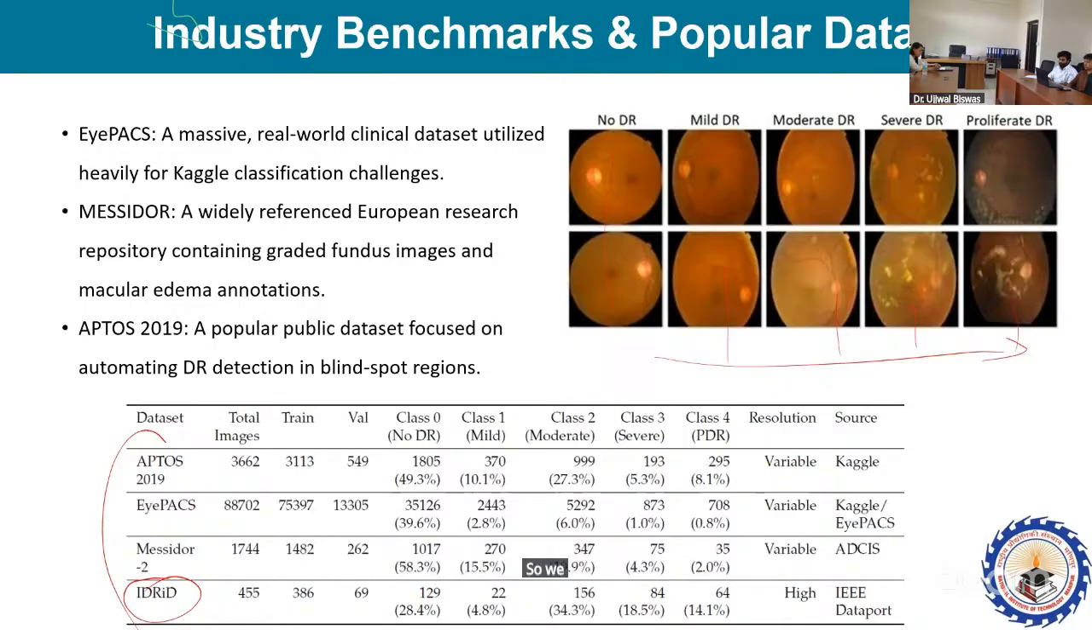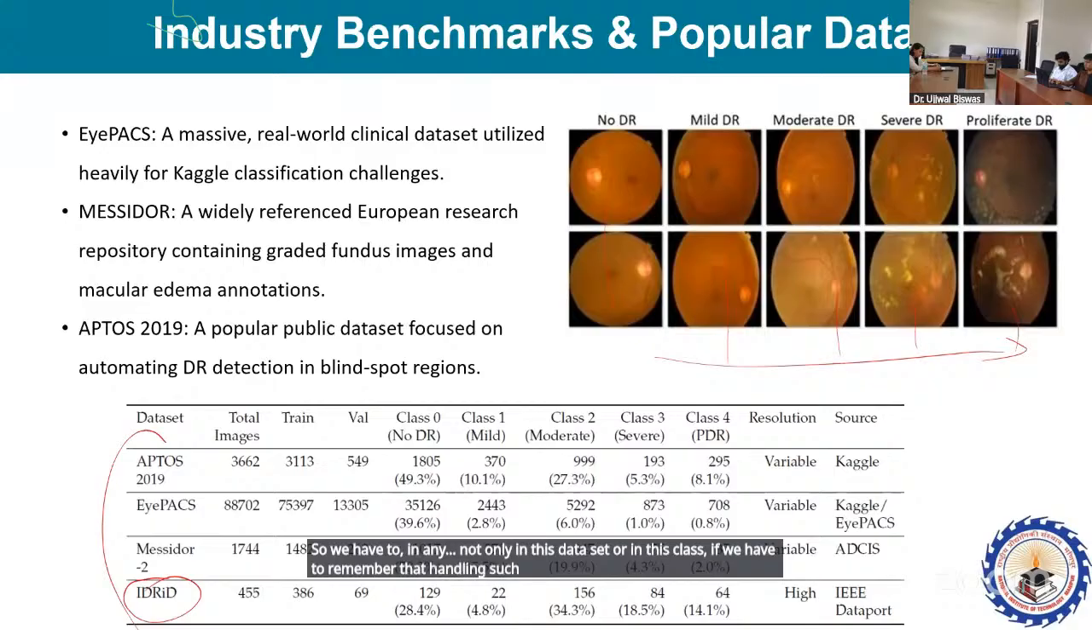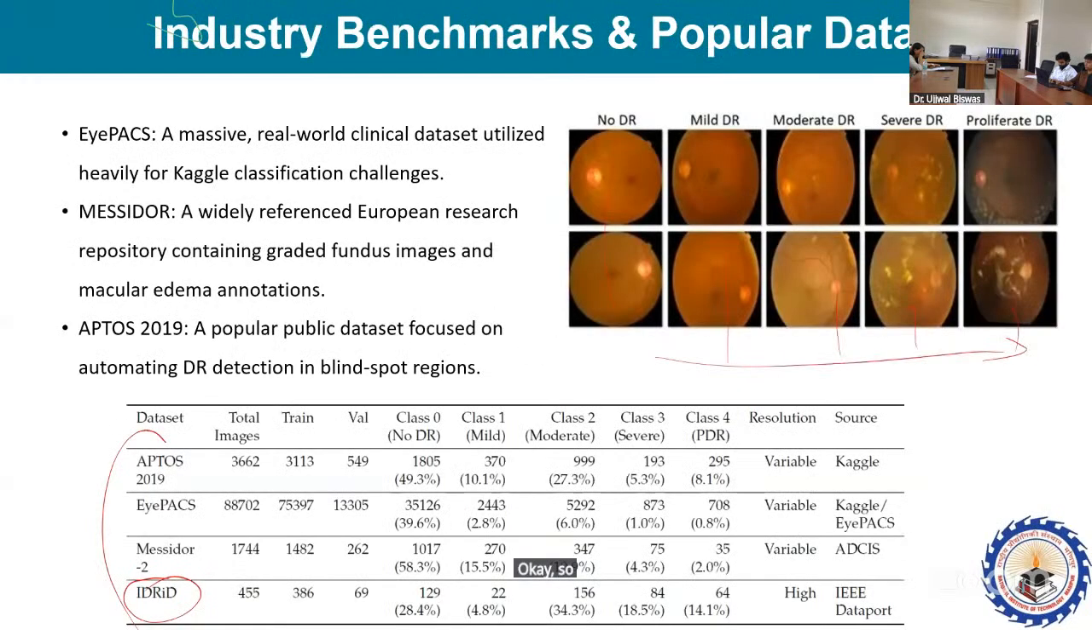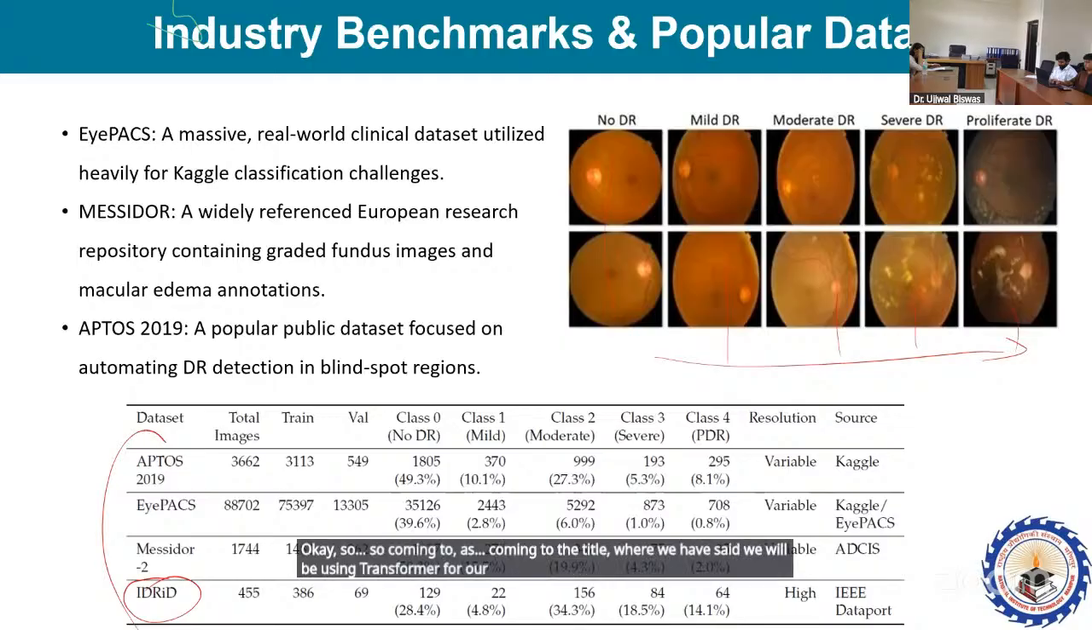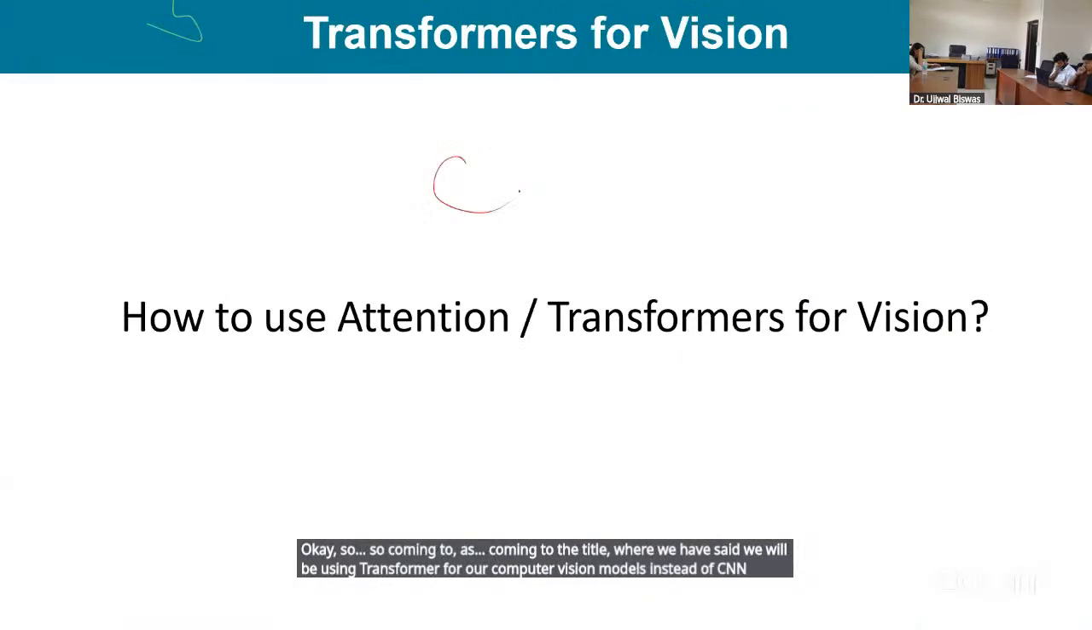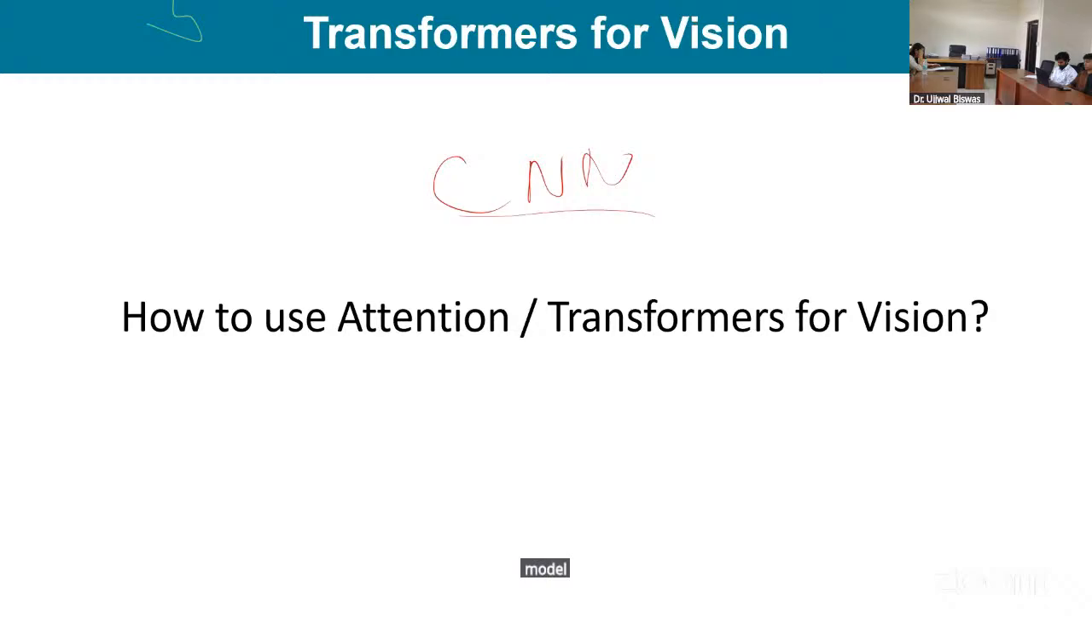Not only in this data set or this task, we have to remember that handling such imbalanced data set problems is a job of a machine learning engineer. Coming to the title, where we have said we will be using transformers for our computer vision models instead of CNN. CNN is the convolutional neural network, which is a very famous model that has been used for quite a long time in the AI domain for computer vision tasks.